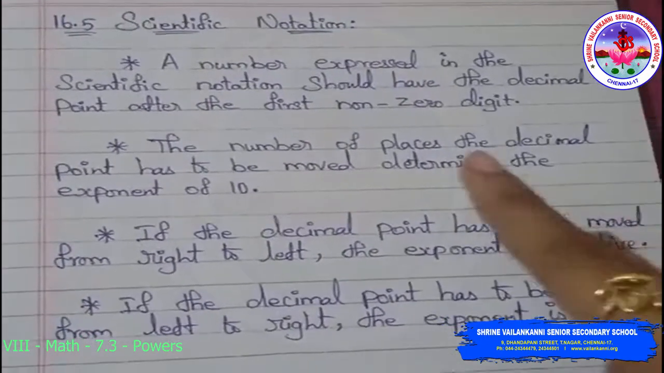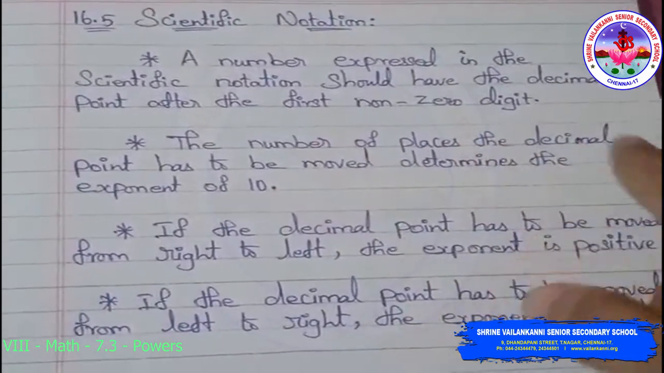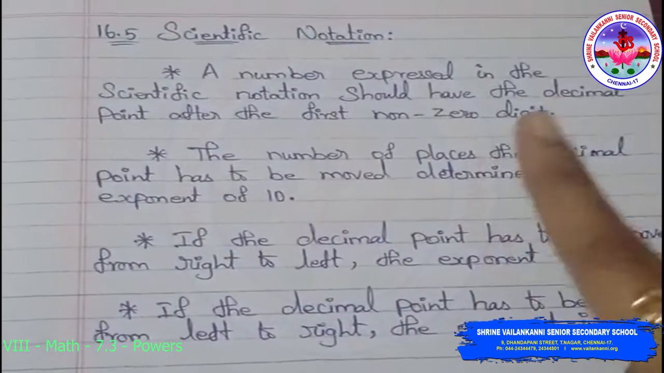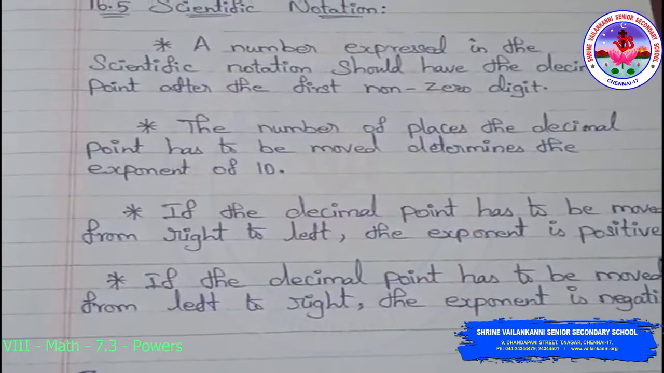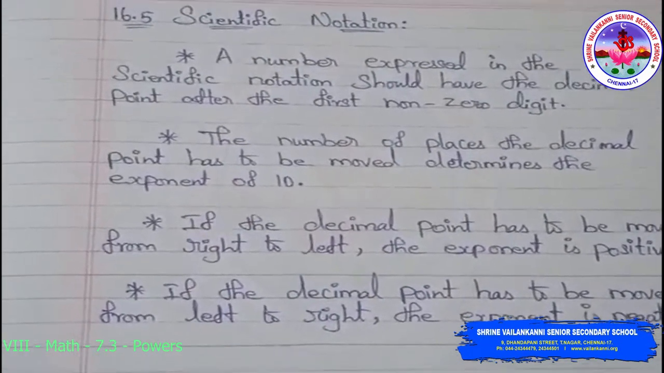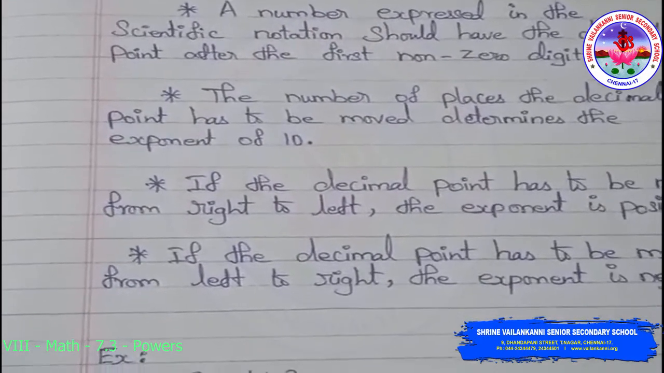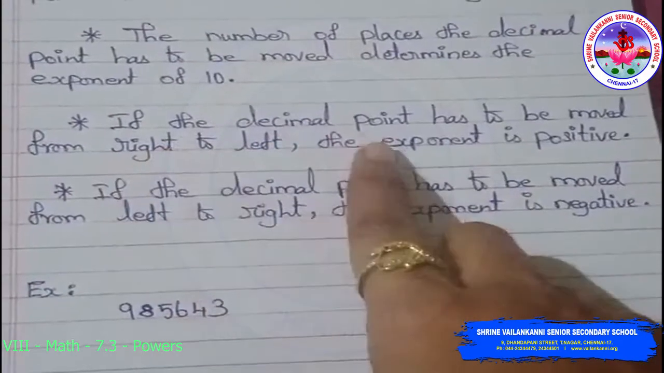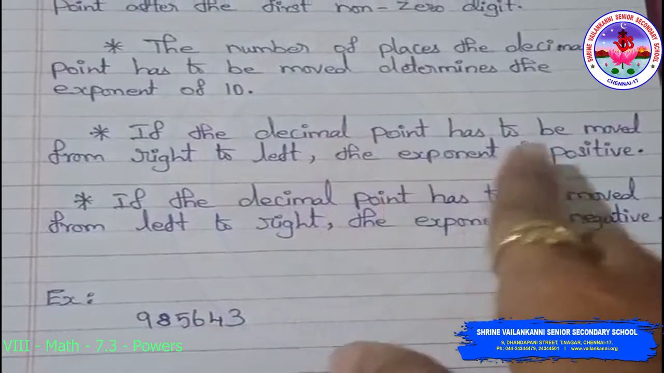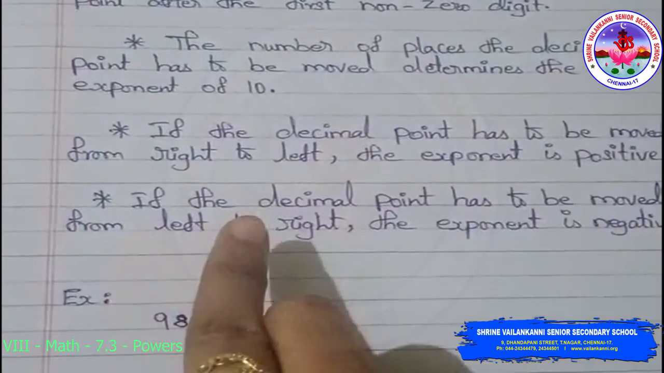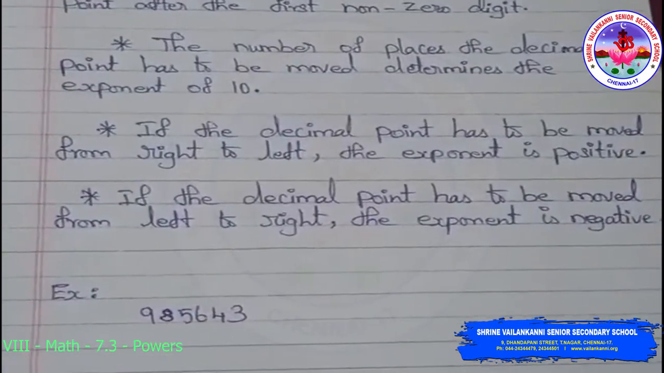The first one: a number expressed in scientific notation should have the decimal point after the first non-zero digit. The second one: the number of places the decimal point has to move determines the exponent of 10. Third one: if the decimal point has to move from right to left, the exponent is positive. If the decimal point has to move from left to right, the exponent is negative. Example.